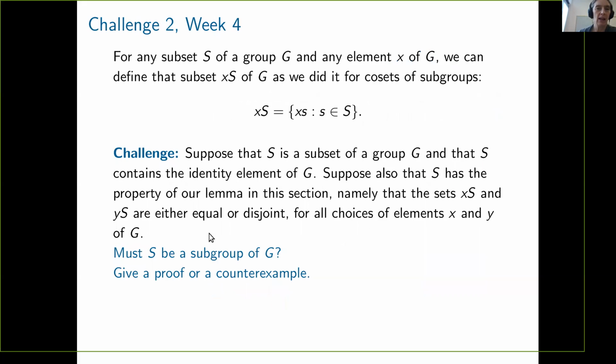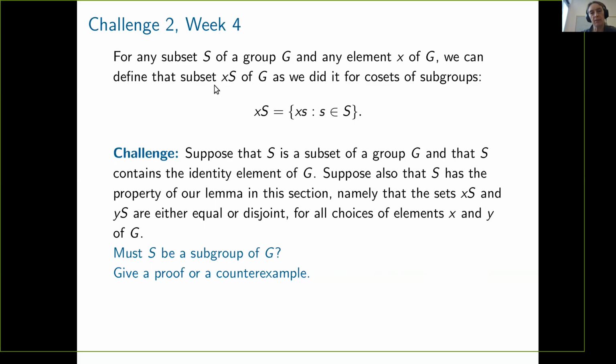Okay, our second challenge for this week is to think a little bit about a potential converse to the lemma that we've just talked about. In the proof that we just gave of the fact that cosets of a subgroup in a group determined by different elements are either completely disjoint from each other or else completely coincide, to what extent did that really depend on the fact that the thing we started with was a subgroup and not just any old subset of the group?